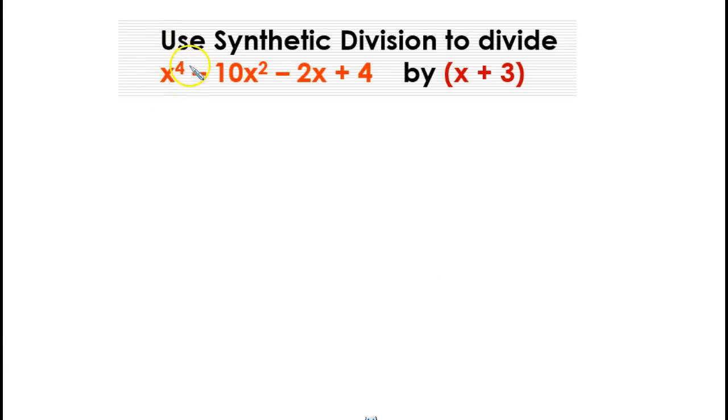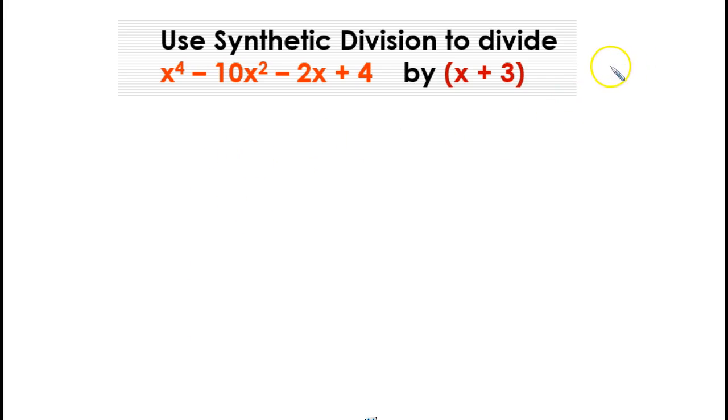So let's look at an example to see how this process works. We're going to use synthetic division to divide x to the fourth minus 10x squared minus 2x plus 4 by x plus 3. As we begin this problem, we have to talk about how we set up synthetic division.